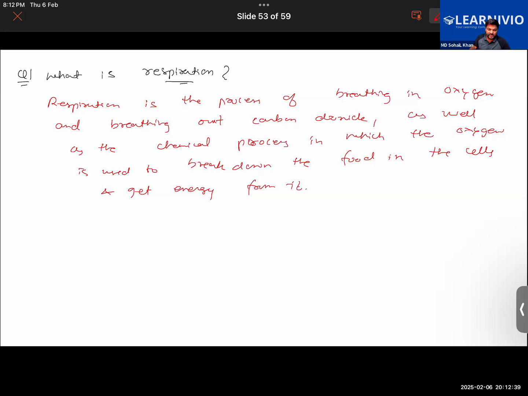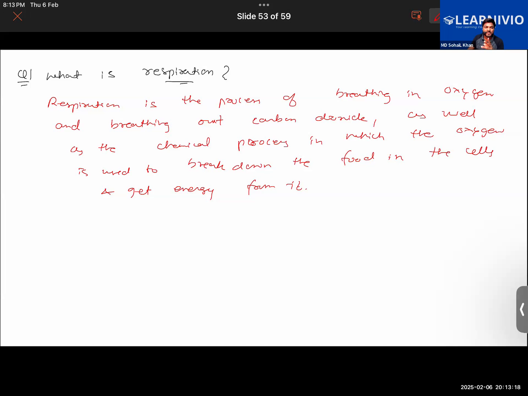Read the given definition I have written here. Read it loudly. Respiration is the process of breathing in oxygen and breathing out carbon dioxide, as well as the chemical process in which the oxygen is used to break down the food in the cells and get energy from it. Okay. Next.